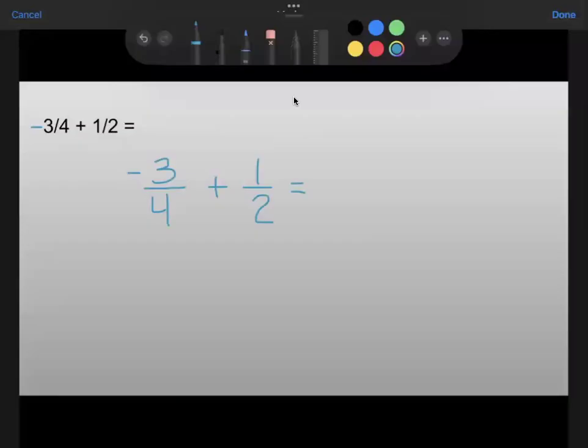So since I know I could take 2 and multiply it by 2 to get 4, that's what I'm going to do. I'm going to do times 2 here and times 2 here. So this -3/4 is going to stay the same. On the top here, I'd have 1 times 2, which is 2. And on the bottom, it would be 2 times 2, which is 4. So then for my final answer, I would do -3 plus 2. And that equals -1, and then the 4s don't get added together. They stay the same. So our answer here would be -1/4.